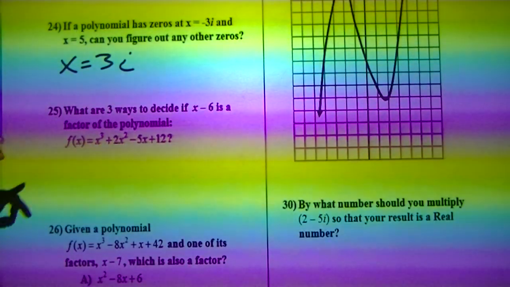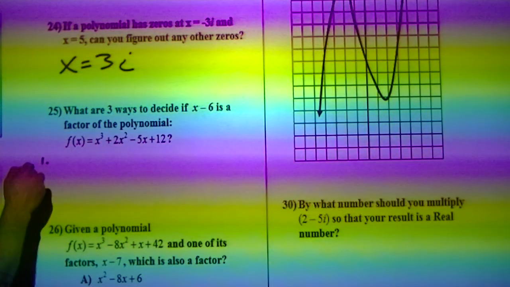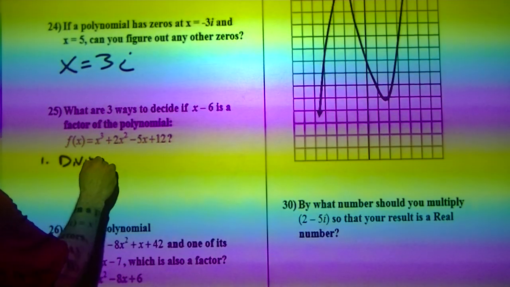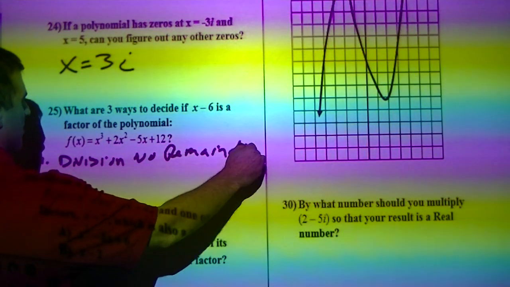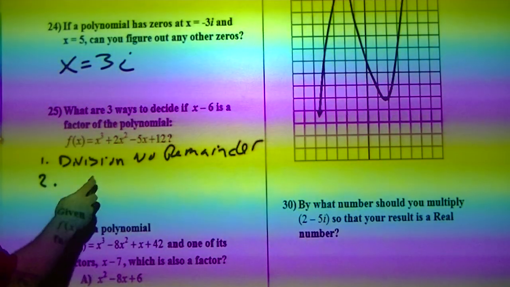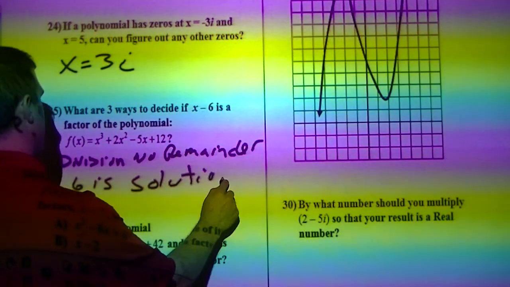What are the 3 ways to decide if this is a factor? Well, you could do division and get no remainder. Just list a couple ways. You don't have to list 3. If 6 is a solution, that's how you know.